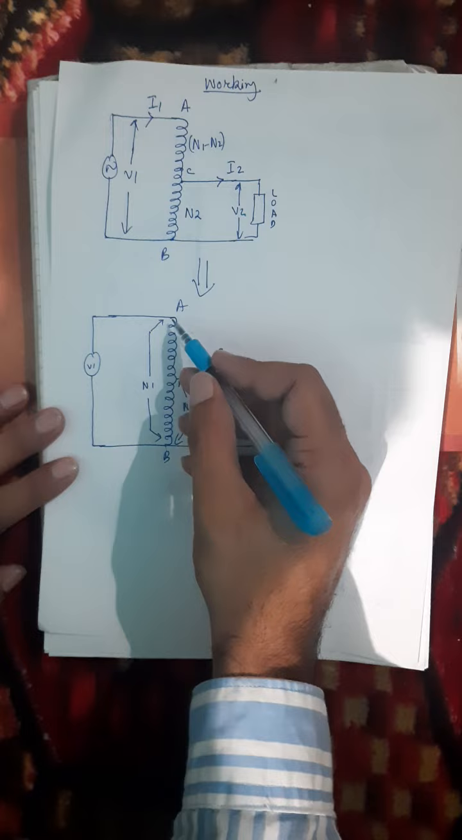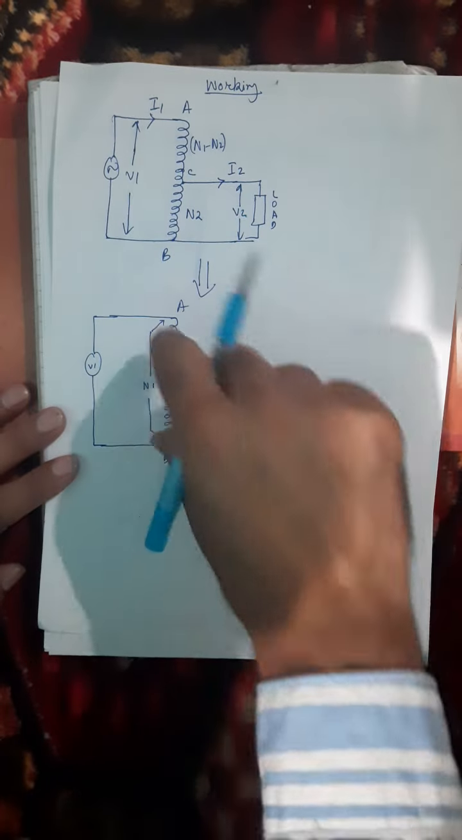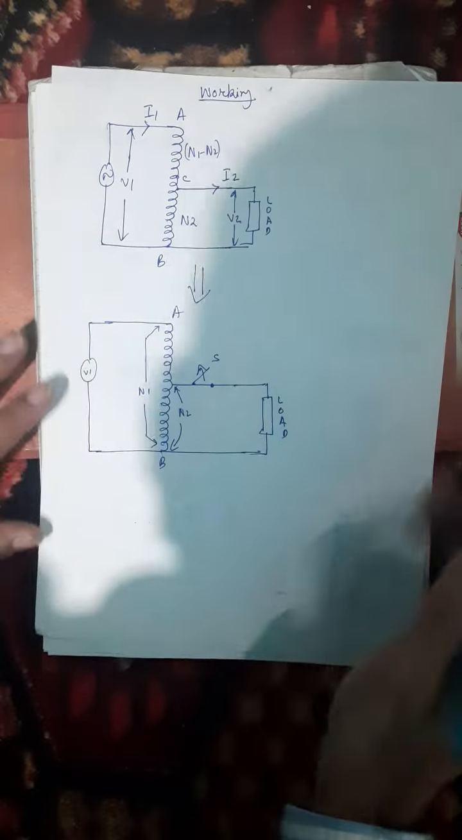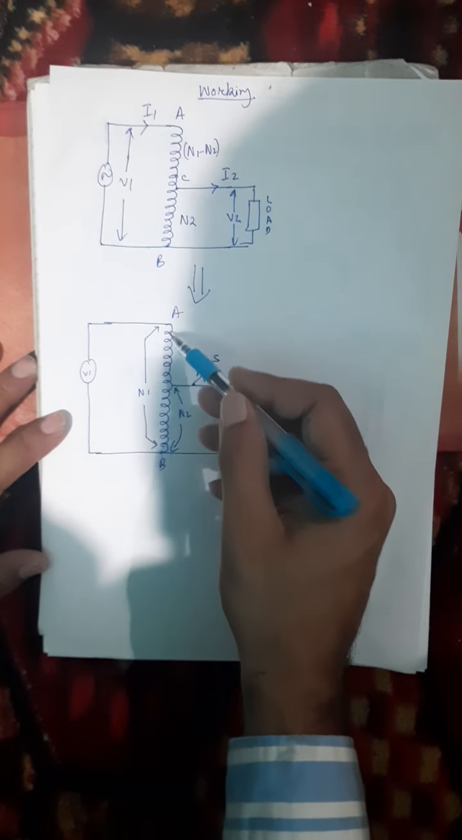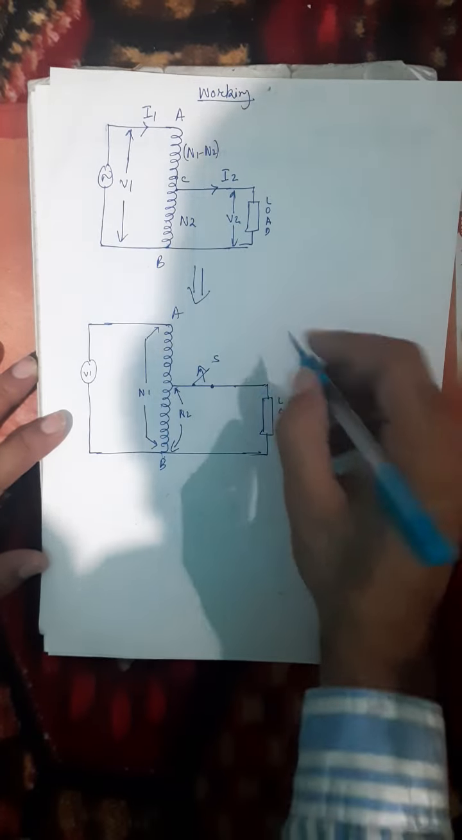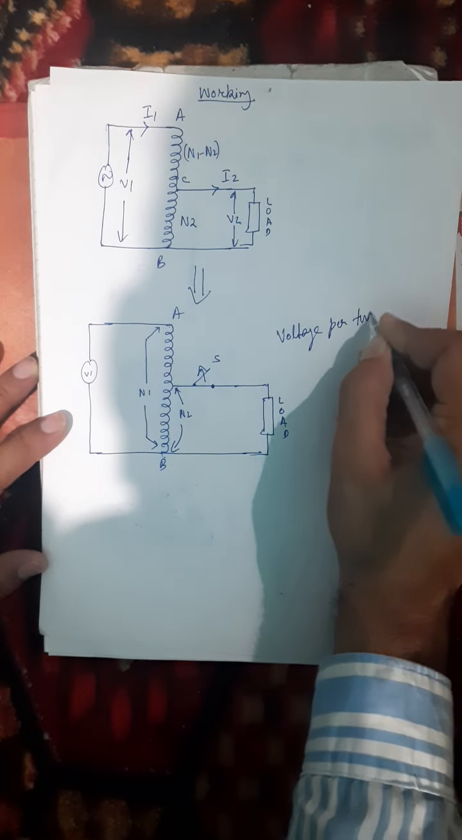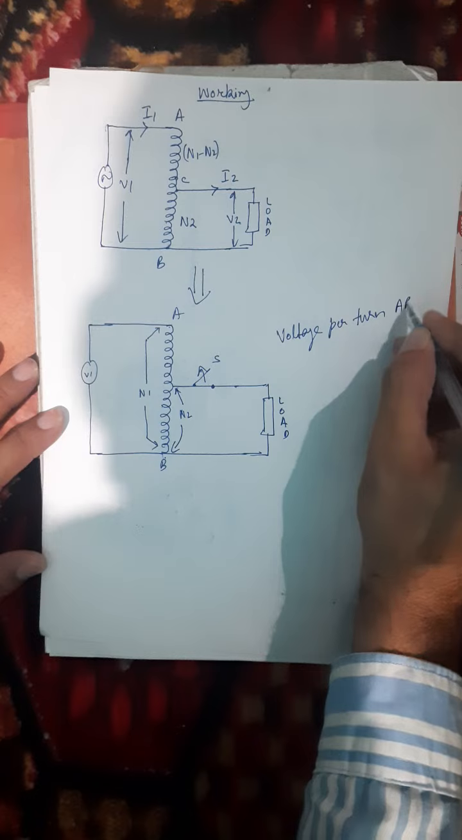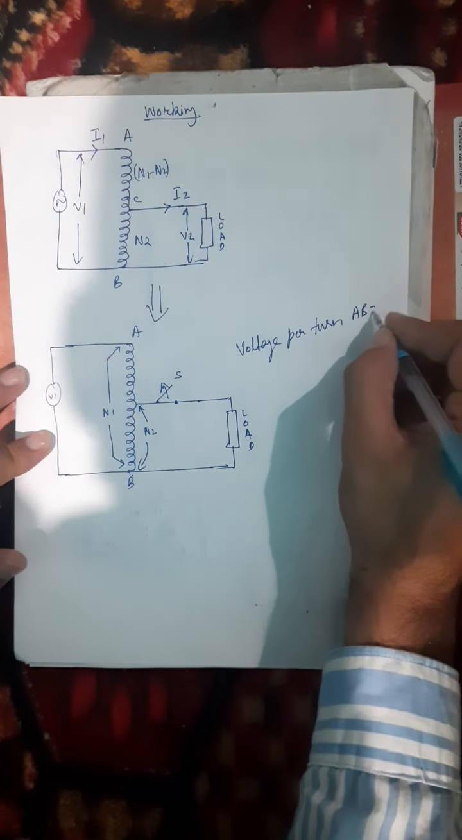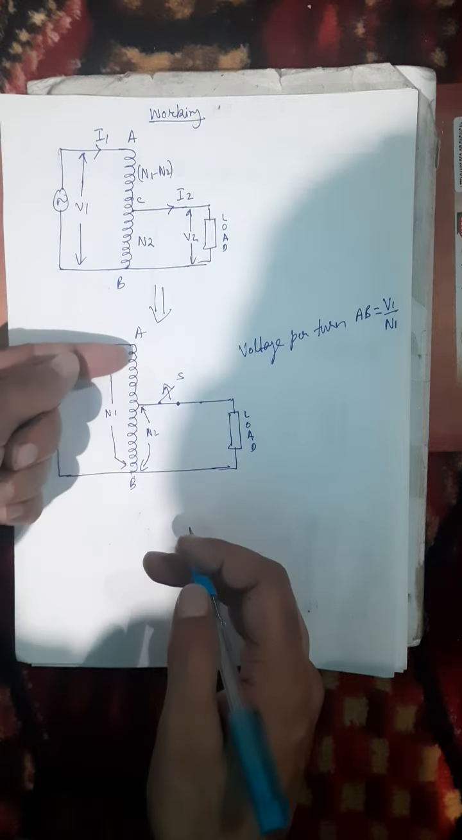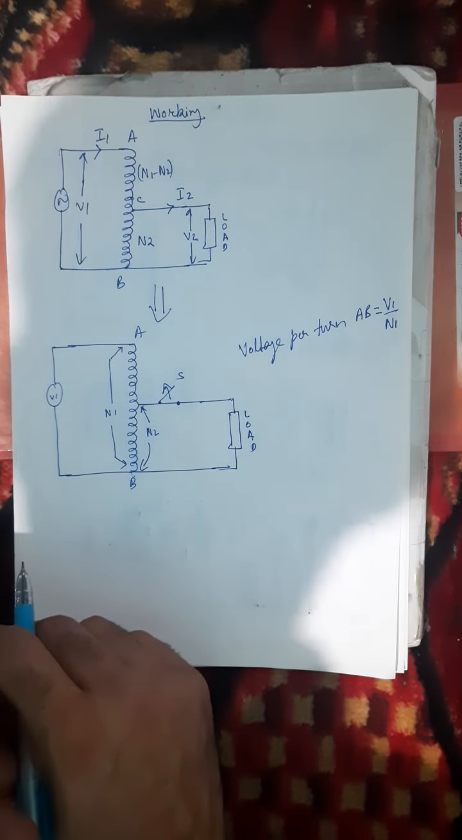So the current flows from A to point B, and the voltage applied across this winding right now is V1. So can you give me the voltage per turn in the winding AB? The voltage per turn in AB is given by the formula V1 by N1.